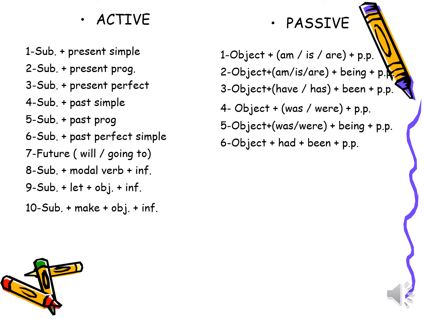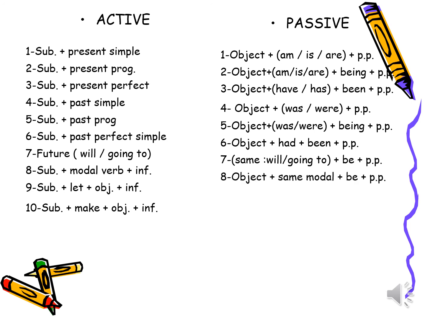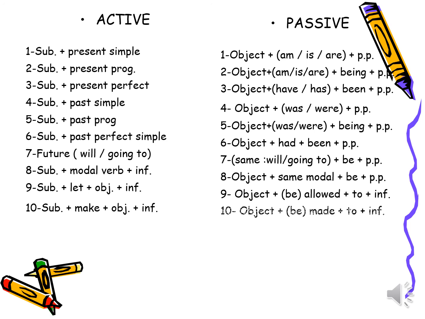Number seven, will or going to, plus be, plus past participle. Number eight, the modal verbs like can, may, and so on: the same, modal plus be, plus past participle. Number nine, let, as we said: verb to be, allowed to, plus verb infinitive. The last one, make: verb to be, made, plus to, plus verb infinitive.